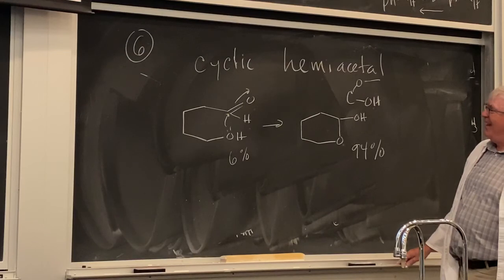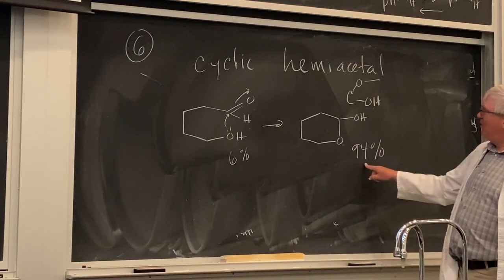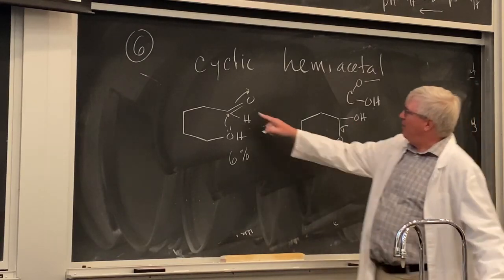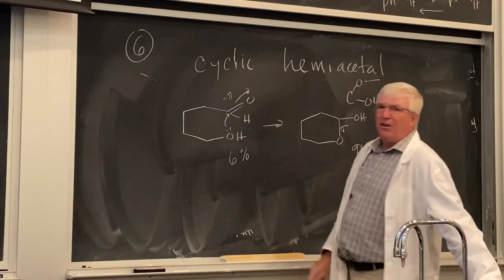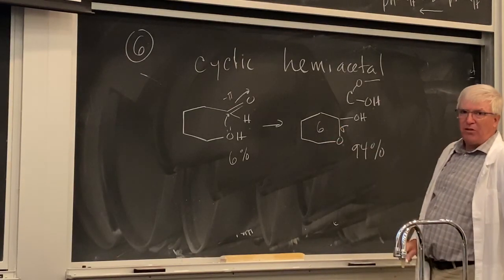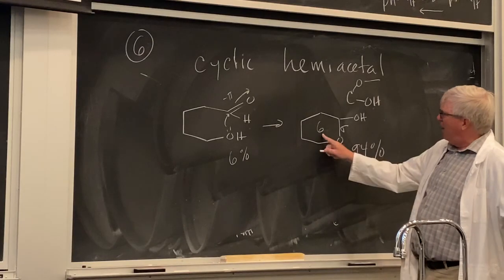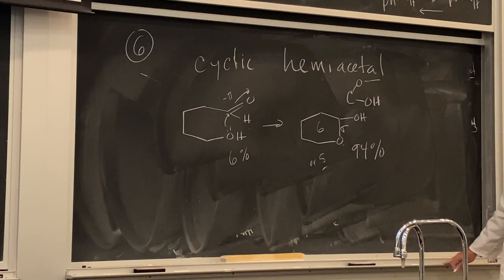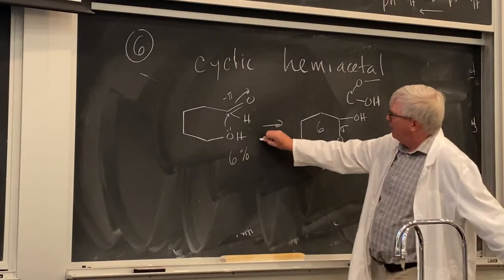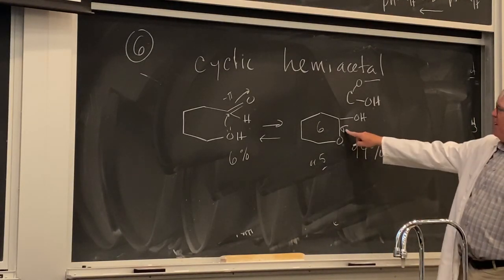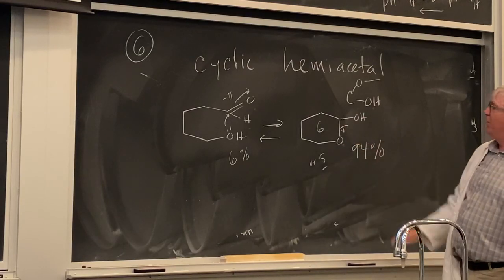Let's look at that. Why is this so favored? Well, we're getting a new sigma bond right here at the expense of this pi bond. So you can already see how that's going to be favored. Plus, this is a 6-membered ring, so it's strain-free. Or 5-membered rings are also favored for these cyclic hemiacetals. But this is reversible. So we can see how that might reverse. This is at equilibrium, but this is the major one because you're getting a sigma bond here at the expense of a pi bond.